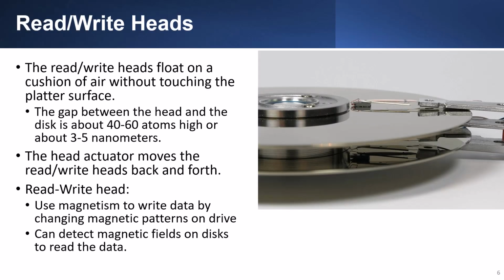The read-write heads float on a cushion of air without touching the platter surface. The gap between the head and the disk is about 40 to 60 atoms high, or about 3 to 5 nanometers. The head actuator moves the read-write heads back and forth. The read-write heads use magnetism to write data by changing magnetic patterns on the drive and can detect magnetic fields on the disk to read the data.